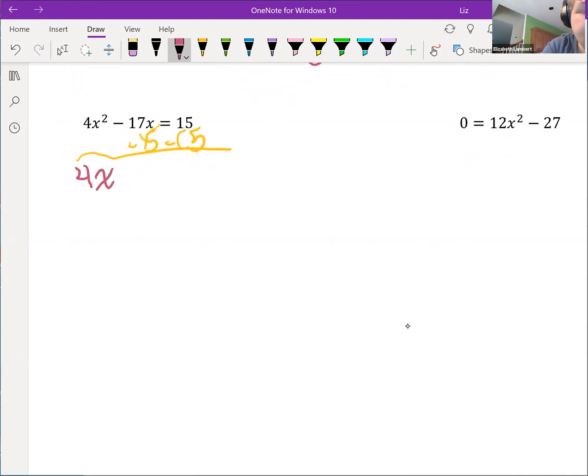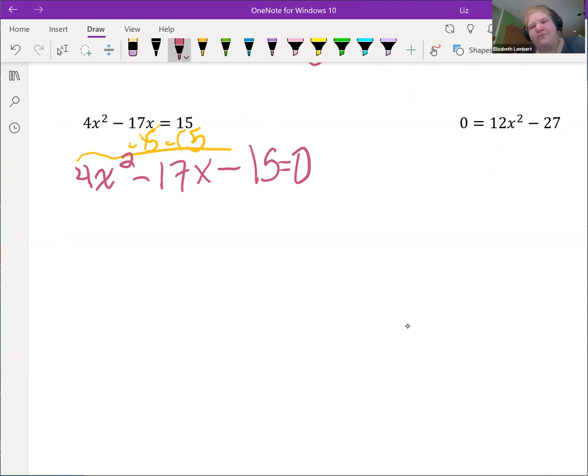So we now have 4x squared minus 17x minus 15 equals 0. Now, since we have an a number and I can't divide everything by 4, or I could, but I get fractions. I don't want fractions. So we're going to factor this. 4 times negative 15 is negative 60. And I want it to add to a negative 17.